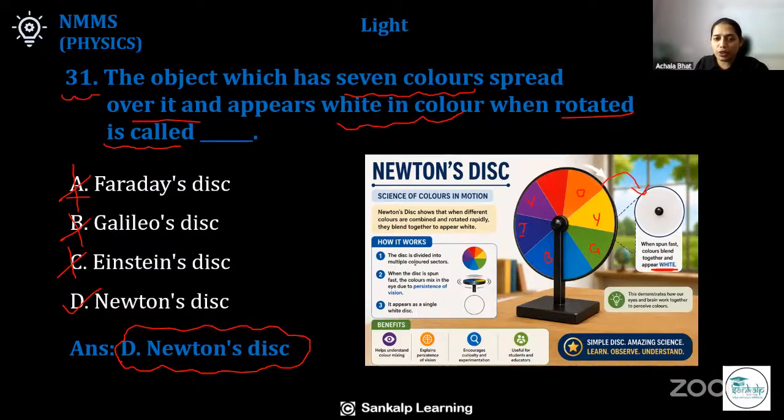The disc is divided into multiple colored sectors like this. When the disc is spun fast, the colors mix in the eye due to persistence of vision. Due to persistence of vision, it appears as a single white color. This is Newton's disc.